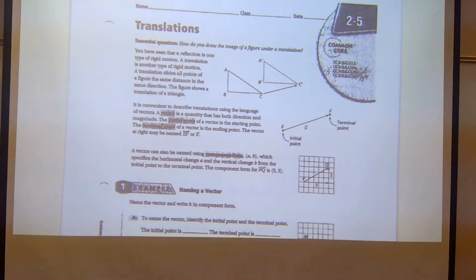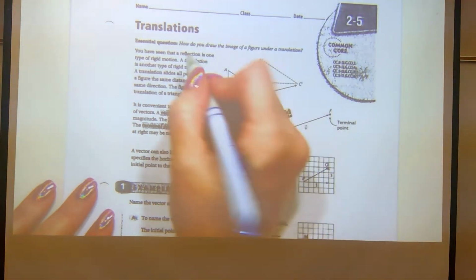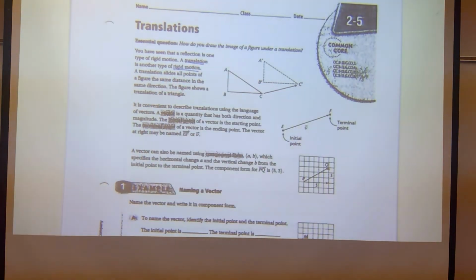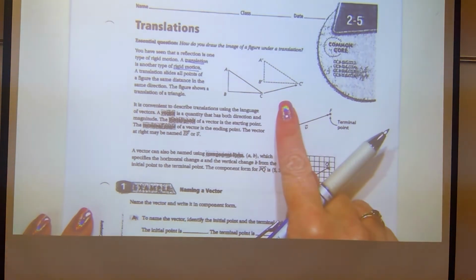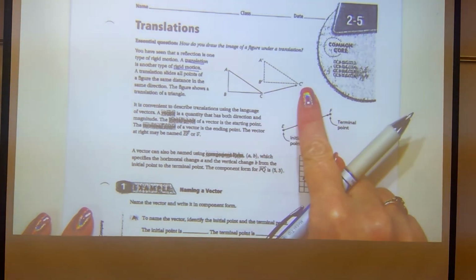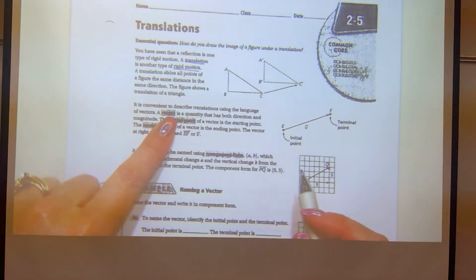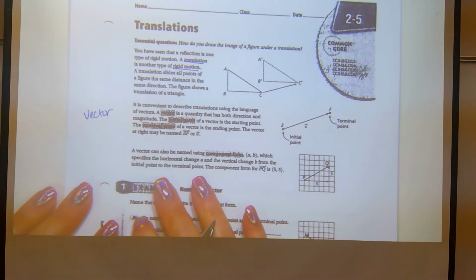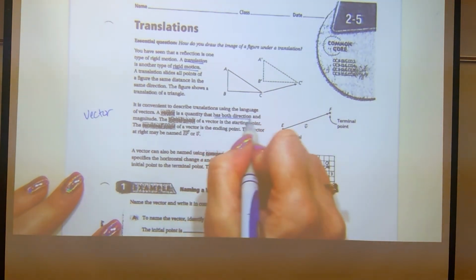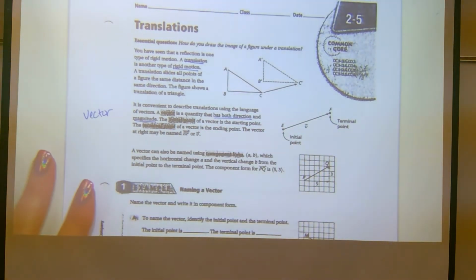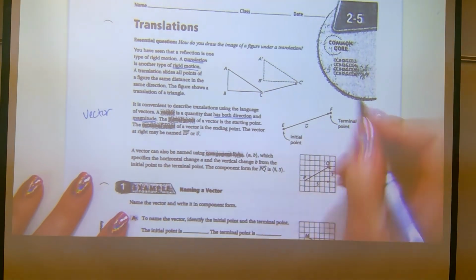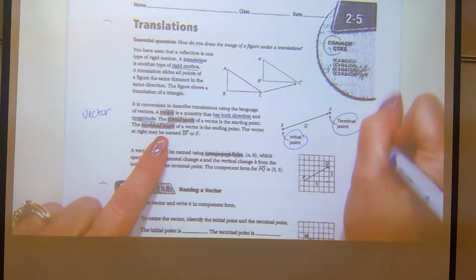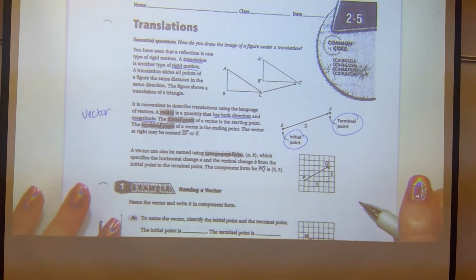You see that a reflection is one type of rigid motion, a translation is another. A translation slides all the points of a figure the same distance, the same direction. This shows us a translation along this vector. Now a vector, that word is vector, V-E-C-T-O-R. A vector is a quantity that has both direction and magnitude, direction and distance. The initial point of the vector is the starting point. The terminal point of the vector is the ending point, so direction matters.